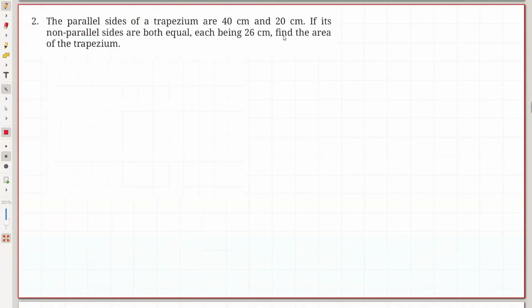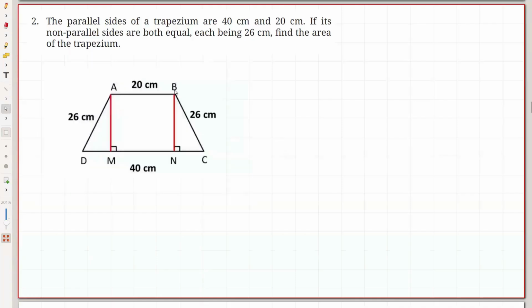Second question: the parallel sides of a trapezium are 40 centimeter and 20 centimeter. Its non-parallel sides are both equal, each being 26 centimeter. Find the area of the trapezium. A trapezium means a quadrilateral in which only one pair of sides is parallel. So we have to draw the diagram. I have drawn ABCD, a trapezium with one pair of opposite sides parallel. The parallel sides are 40 centimeter and 20 centimeter, and the non-parallel sides have equal length, 26 and 26.